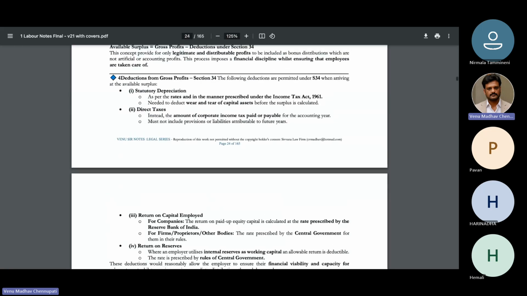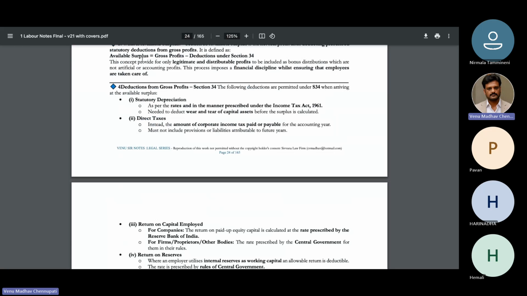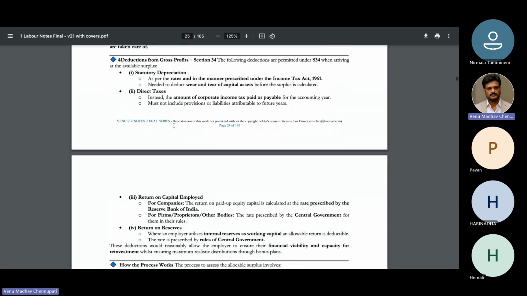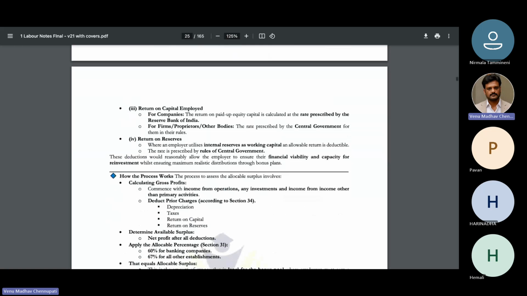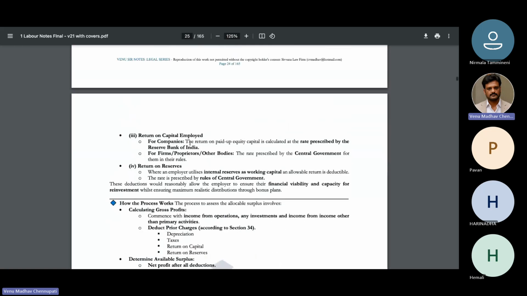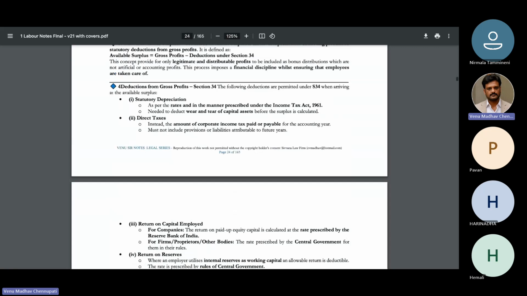Allocable surplus is got from available surplus. Available surplus is gross profits minus these deductions: depreciation, taxes, return on capital employed, and return on reserves. These are the 4 areas where you get all the deductions, and then gross profit minus these, you get available surplus.